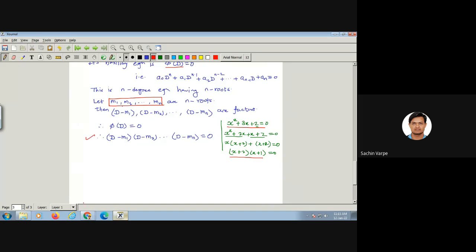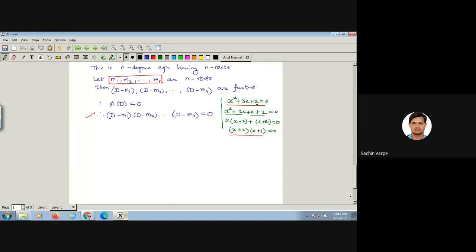Clear to everyone? So as m1, m2, mn are the roots, this is the factored form of that phi of d. And with this factored form, we are going to get our complementary function. So first of all, let me write the formula directly, and then let me explain why this is the formula for the complementary function.